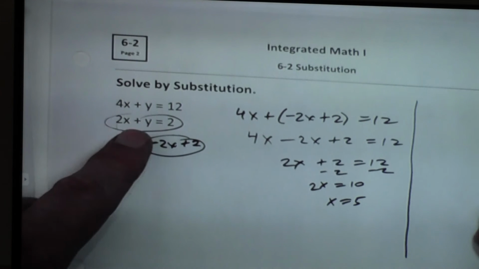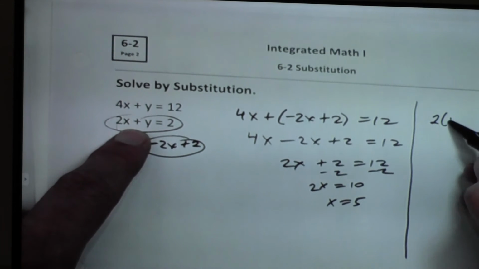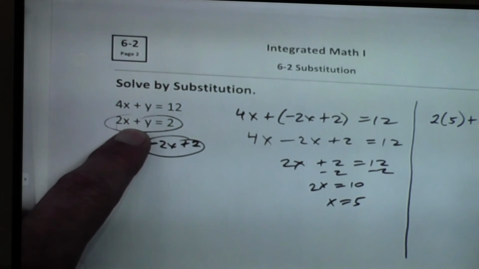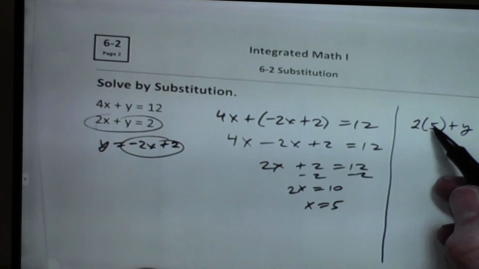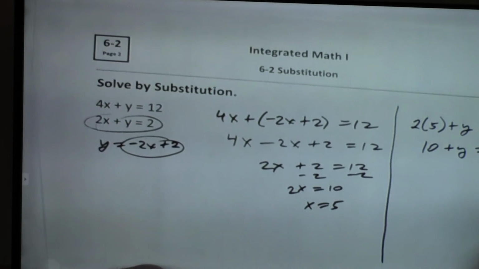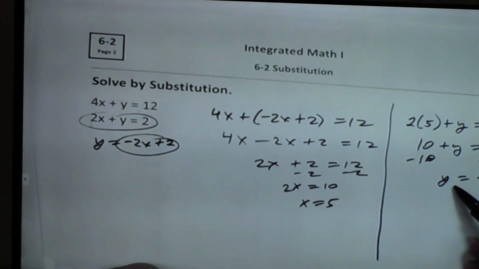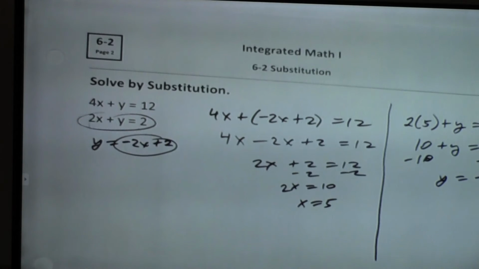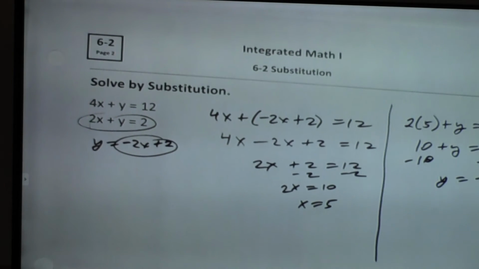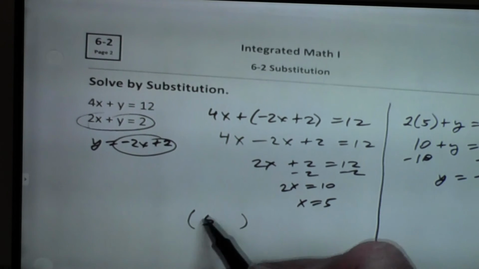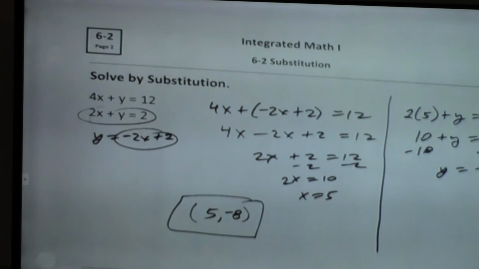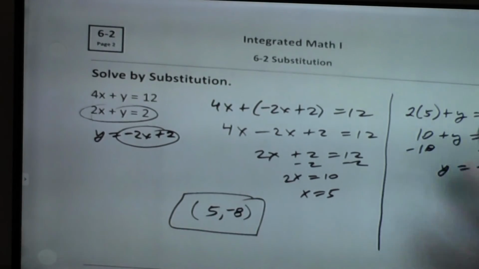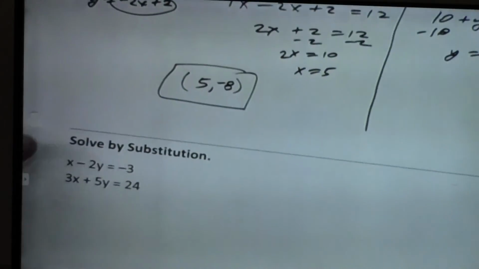Now let's put that into one of these. I'll take what I think looks like the smaller and easier one. So x is 5, and 2 times 5 is 10. Subtract 10 from both sides. y is equal to negative 8. And that's it. I have negative 8. So my actual answer then is to put it together into coordinate point form, 5 and negative 8. And I'm done with it. I have found the place where the two lines meet. If I graphed it, I would find that would be the place.